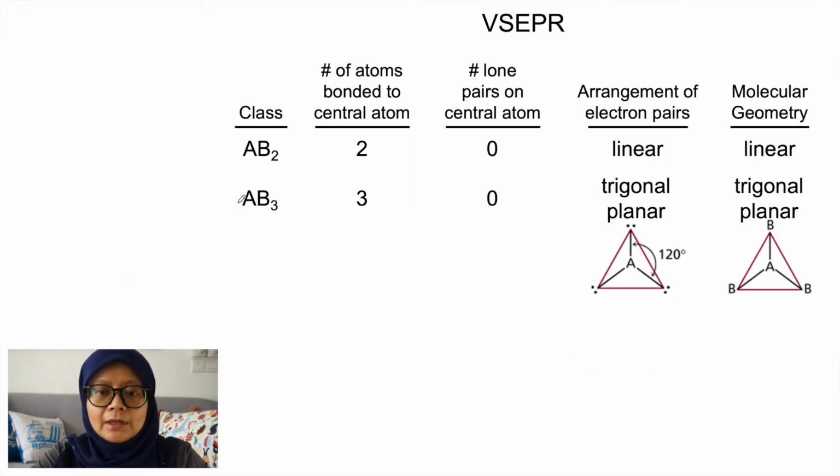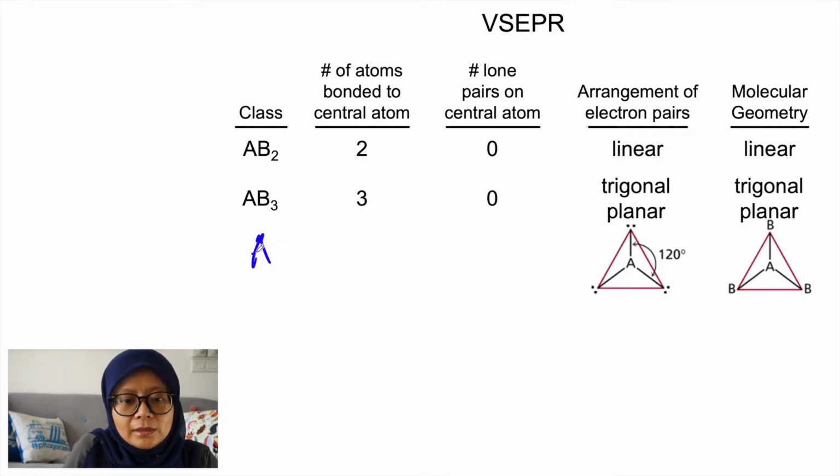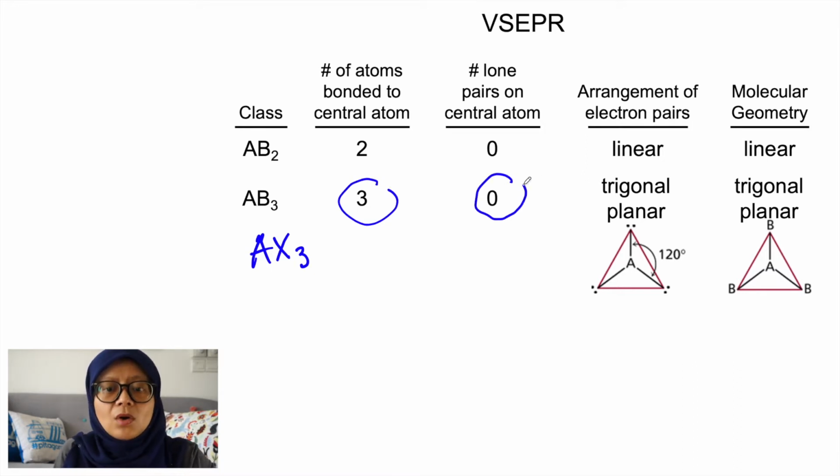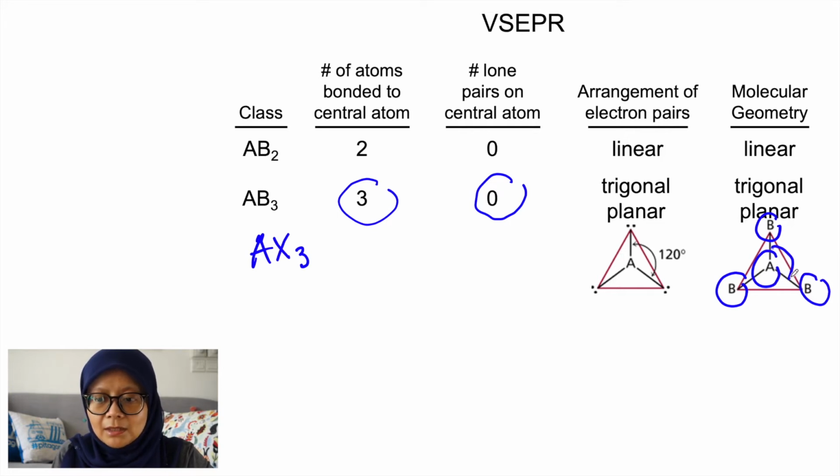Other than that, we go to the second one, the trigonal planar. The class here is AB3, or sometimes you can write it down as AX3, and the number of atoms bonded to the central atom is 3, while we have 0 lone pairs on the central atom. The angle between the surrounding atoms and the central atom, for example BAB, must equal 120.